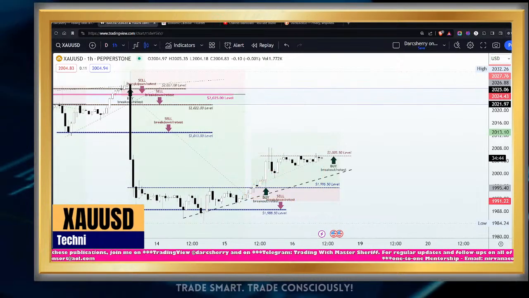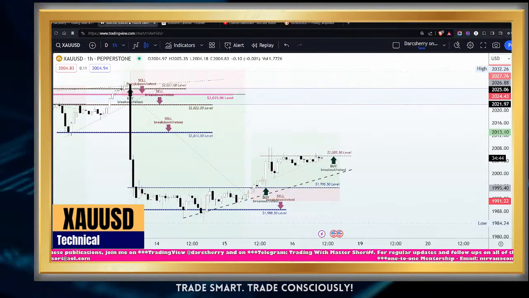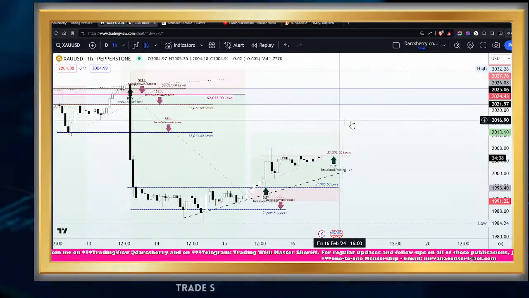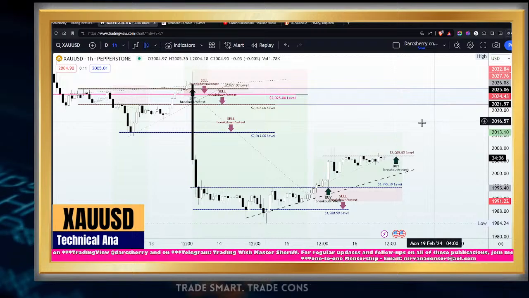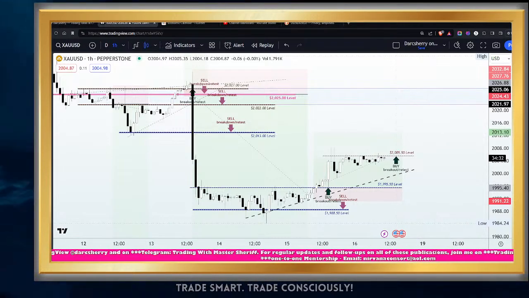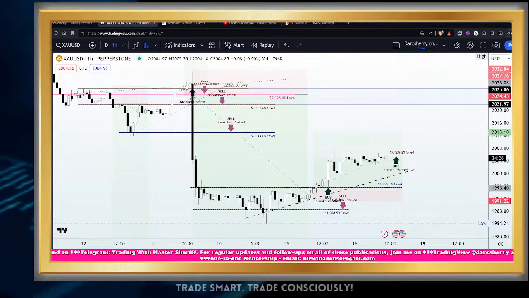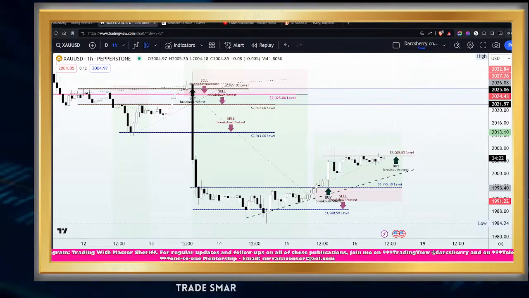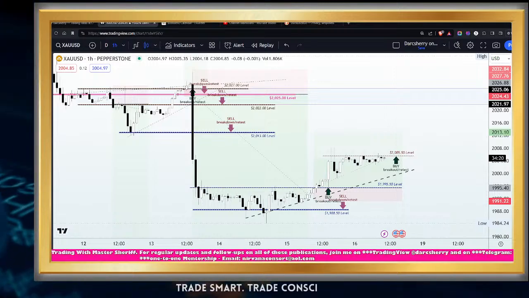So the final asset on our watch list for today is my favorite, of course, and that is the XAUUSD. I will say that the XAUUSD is the most profitable asset on our watch list for this week. As you will see, we've had situations where we bought, we had situations where we sold, and in both instances, price moved significantly well in our favor.